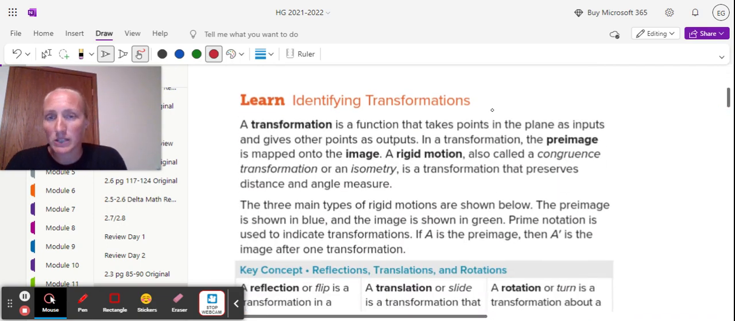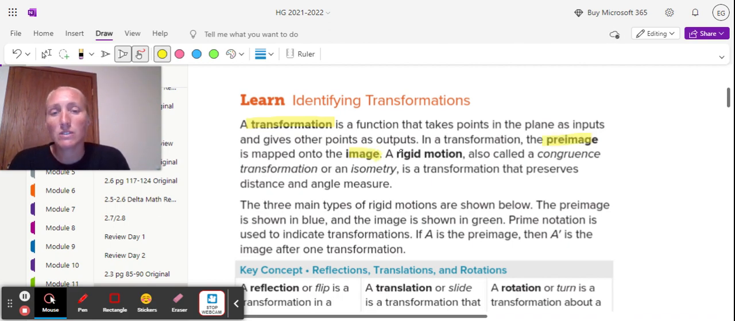So let's do the basics quick. A transformation is a function that takes points in the plane as inputs and gives others as outputs. We talk about a pre-image and mapping onto the image. The biggest thing I want you to understand is that the pre-image is the first figure and the image is the second figure.